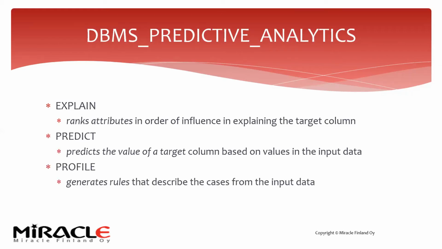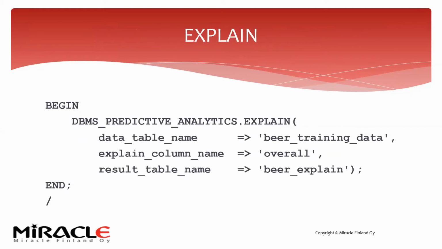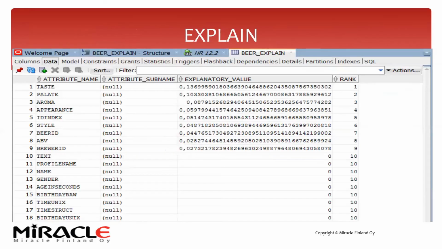And then we have profile that generates those rules that describe the cases from the input data. This is how you call explain. You give the name of the table that you have the data. You say, what is the target column I'm trying to predict? And then you give a name to a new table where this result is stored. This is how it looks.